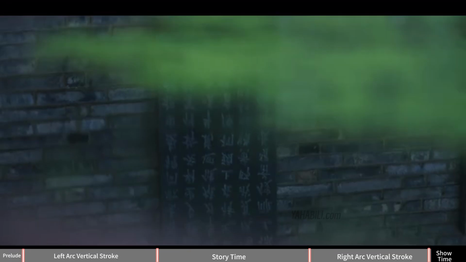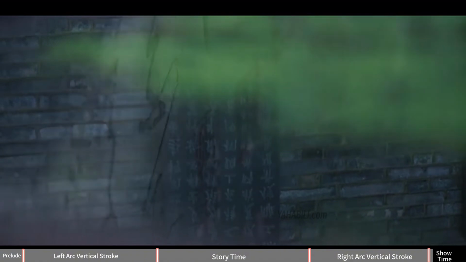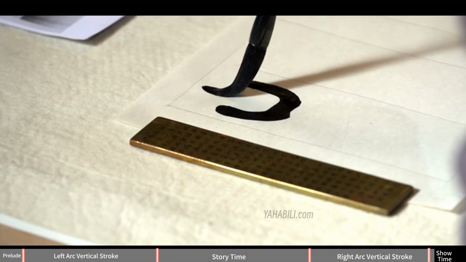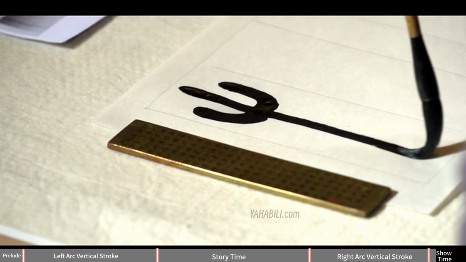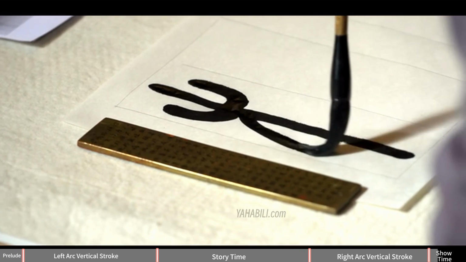Show time, modern era. There are still many calligraphy enthusiasts who enjoy practicing the small seal script of Li Si from the Yishan stele.